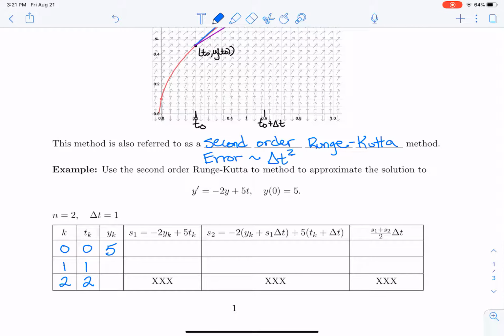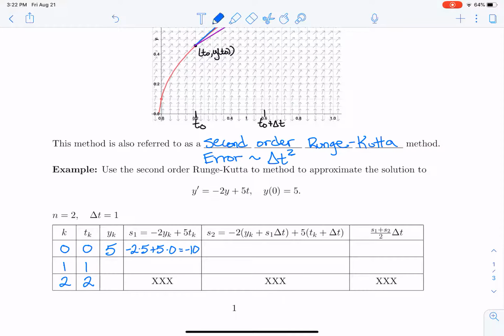Okay, so we're going to compute our first slope using Euler's method. Okay, so that's going to be simply negative 2 times our y, which is 5, plus 5 times our time, which is 0. And so we're going to get an initial slope of negative 10. And we saw before what that did is that took our solution and it moved it down very, very quickly.